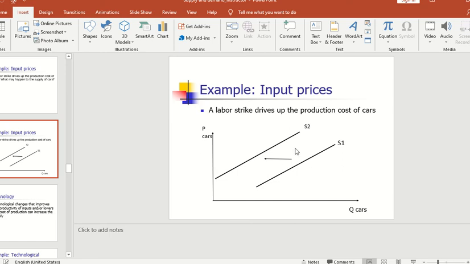Another way to look at it is, if we want the car makers to make the same quantity of cars as before, okay, so keep the quantity constant, then because of the increase in the price of inputs, car makers are likely to ask for a higher price. Okay, so either way, you have a leftward shift of the supply curve.